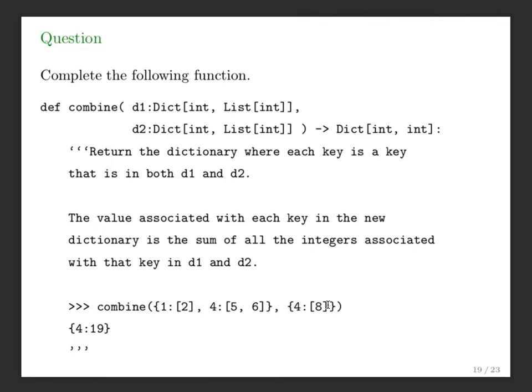Option 2, complete the following function. Return the dictionary. Given two dictionaries, basically do dictionary intersection, right? Create me a new dictionary from the keys that are in both of the original dictionaries. So if I give you a dictionary with 1 going to the list 2, and 4 going to the list 5, 6, and another dictionary which takes 4 to 8. Why did this go 4 to 19? Oh, it just summed everything. So 6, 11, 19. Okay, so it wants me to do sums like this. That's option 2.